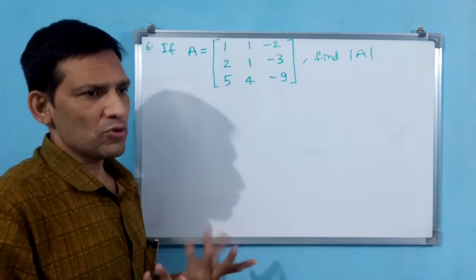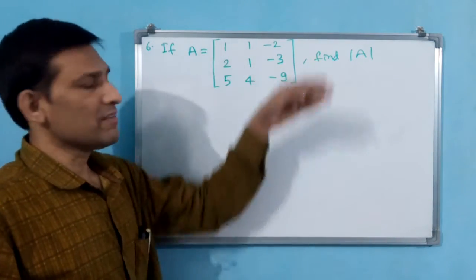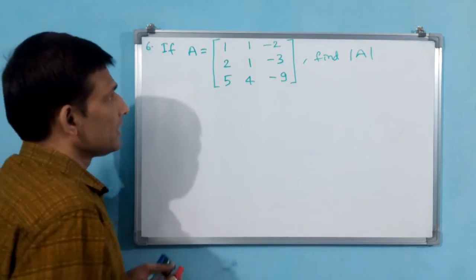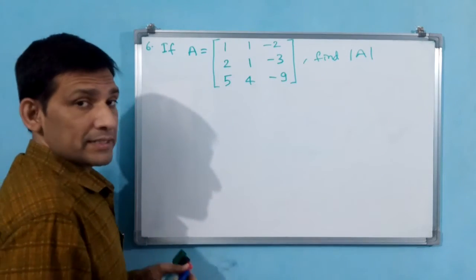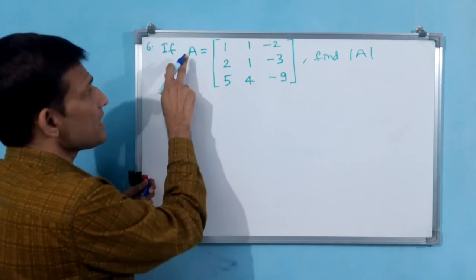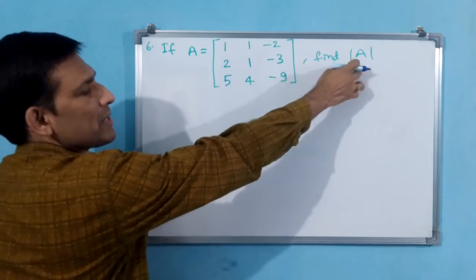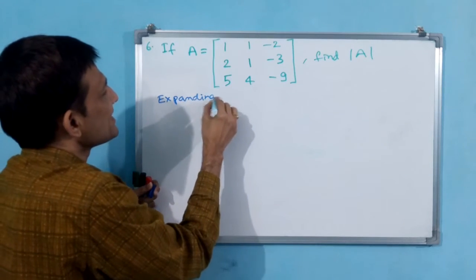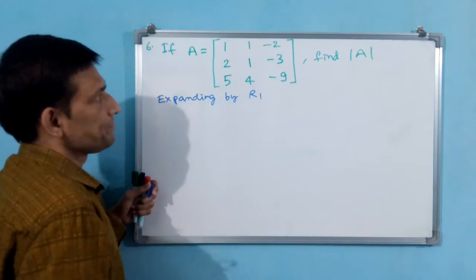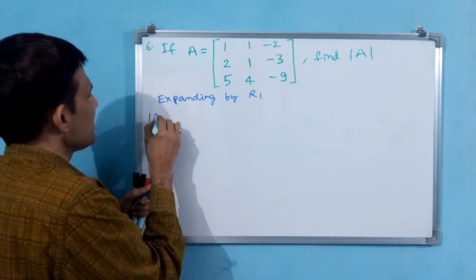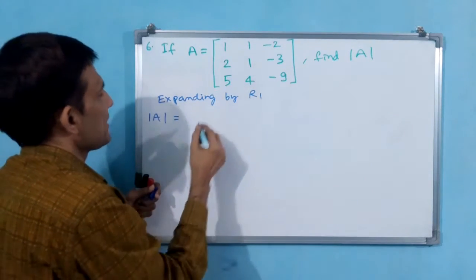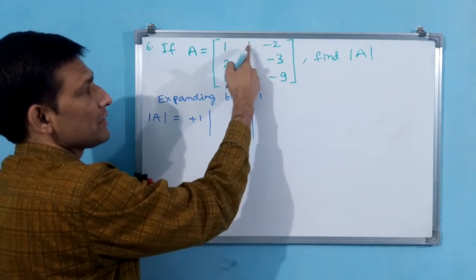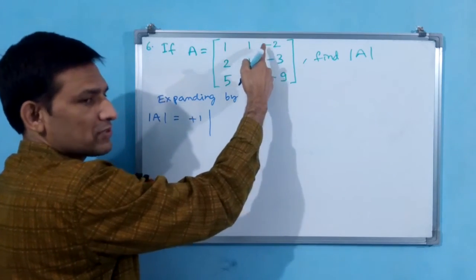No zeros are there. No zeros means you can take anything, but I am taking first one only. Why? Because plus minus plus easily I can write. Okay. Let us take expanding by R1. Now here delta, rather than writing delta determinant A, we have to write. Okay. First you write expanding by R1. R1 I am expanding. Okay. Determinant A is equal to, okay, plus 1 determinant.